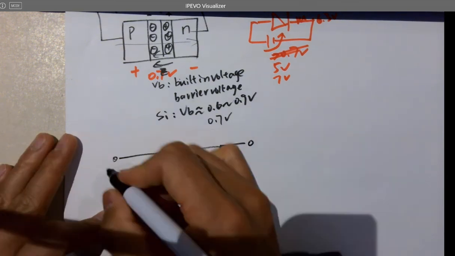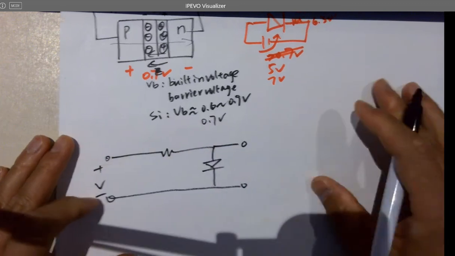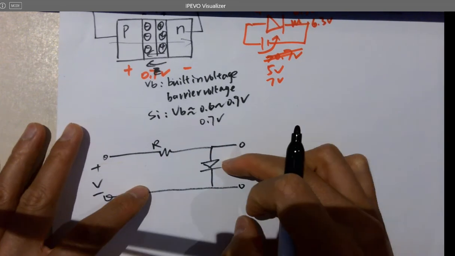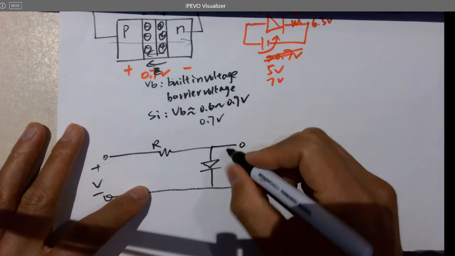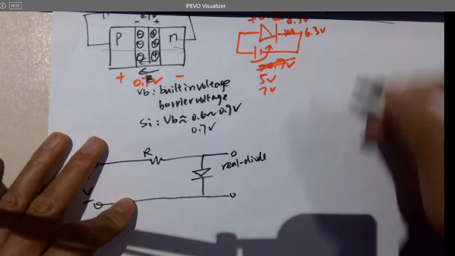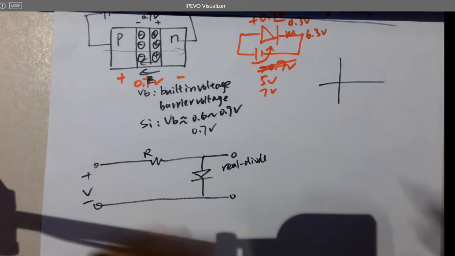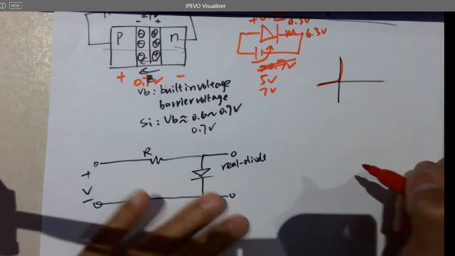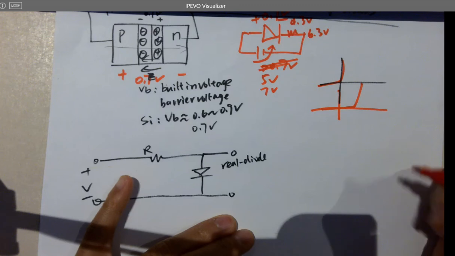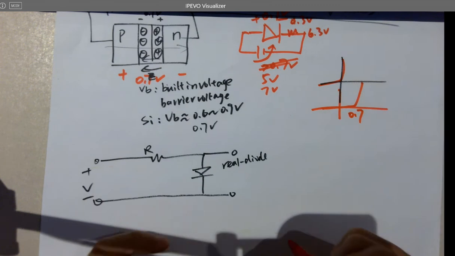So for this voltage, that's a DC voltage. That's a resistor. So this is a real diode. It's a real diode. So what does an ideal diode look like? That's an ideal diode, right? So for a real diode, 0.7. Okay, threshold voltage.